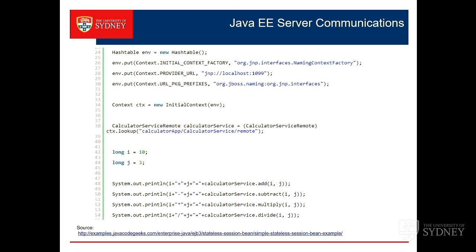Environment, factory. We're defining where our provider is going to be, localhost 1099. We define the endpoint for that, create a context, and then we can go and look up the service and call it.